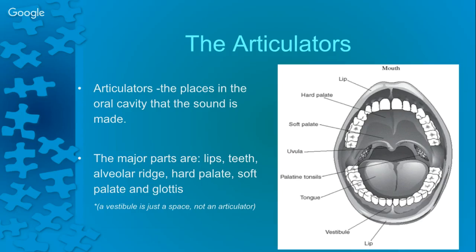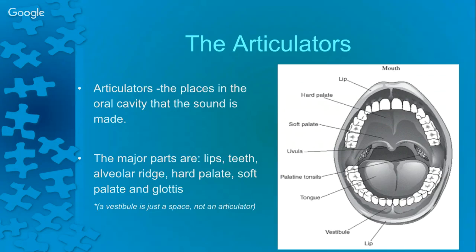Those major articulators include the lips, the teeth, the alveolar ridge. The alveolar ridge are the small little bumps behind your top front teeth. If you take your tongue tip and run it directly behind your top front teeth, you'll feel some little ridges. It's where we make a t, d, and n sound. That little ridge right there is called the alveolar ridge. The hard palate is directly behind that.